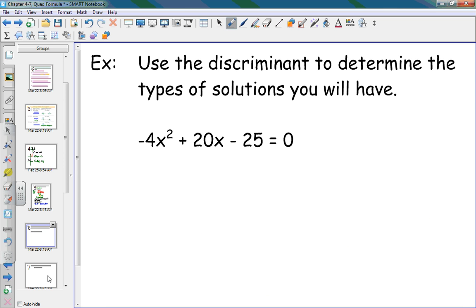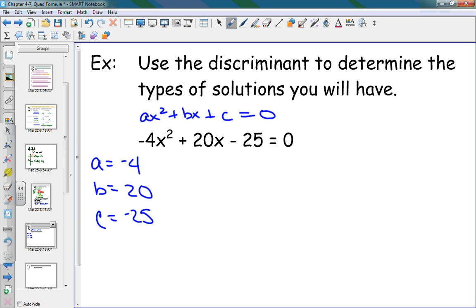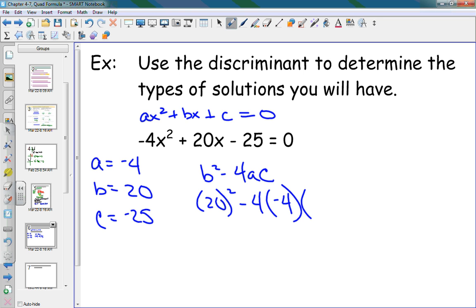Use the discriminant to determine the types of solutions you will have. Well, is it in the correct form? The correct form is ax squared plus bx plus c is equal to 0. And yes, it is. So immediately you need to pull out a. A is -4, b is 20, c is -25. And I'm going to go straight to my formula, which is b squared minus 4ac.